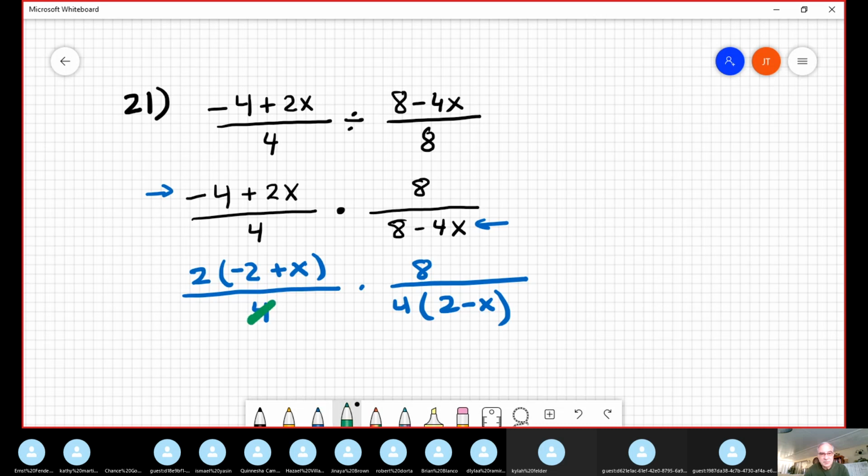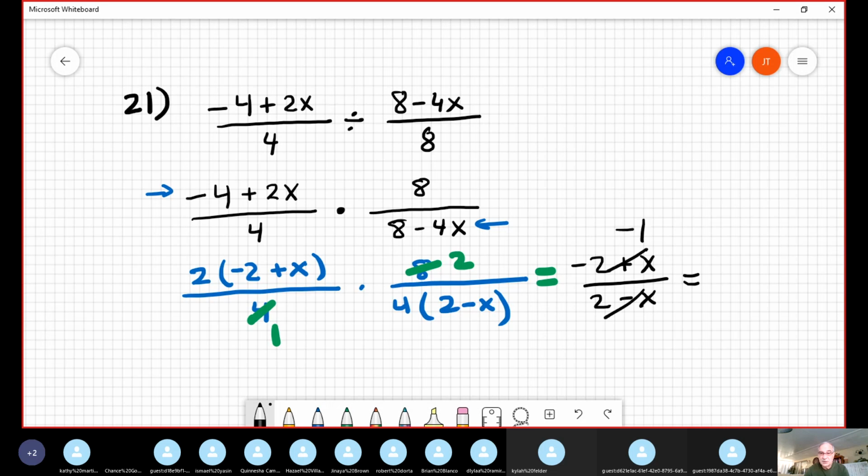Okay, 4 divided by 4 is 1, and 8 divided by 4 is 2. And 2 times 2 is 4, divided by 4 is 1. Wow, everything is cancelled in the numerical part. In the variable part, we have minus 2 plus x divided by 2 minus x. And this is a brother and sister. Therefore, you can cancel them out, and the answer is minus 1. The final answer is minus 1, option C.